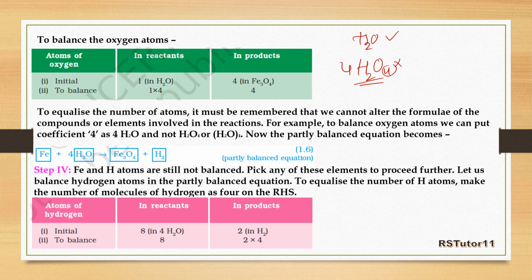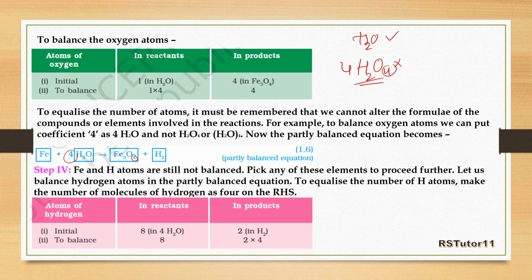Now the partly balanced equation becomes Fe plus 4H2O. Are you seeing? Yes, and now it is balanced. H2O4 cannot be written here, because the water formula is only H2O. So you write the coefficient as 4H2O and not H2O4. Now this equation is balanced for oxygen.